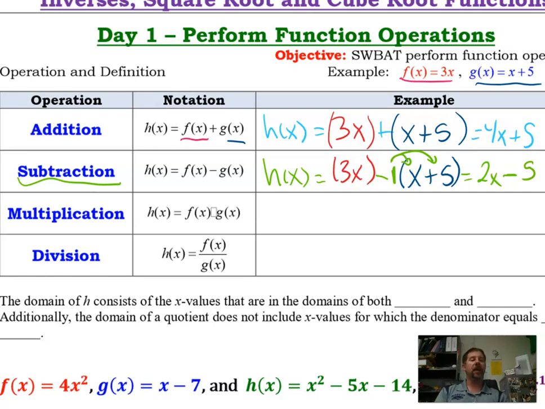So now h of x would be a different function. It would be 2x minus 5. Let's look at a little multiplication.